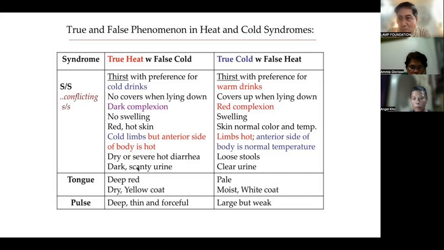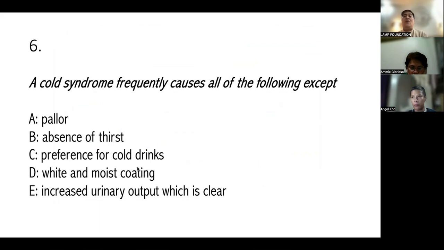Uhaw siya, pero gusto niya warm drinks. Covers up when lying down, so na-confuse ka na. Pero red yung complexion. Swelling, skin normal color and temperature. Okay, limbs are hot. The anterior side of the body is normal temperature. Loose stools, clear urine. So dito na nagkakaalaman. Napansin nyo, yung stools and urine, yan ang basehan. Okay, please continue, Ma'am Angel.